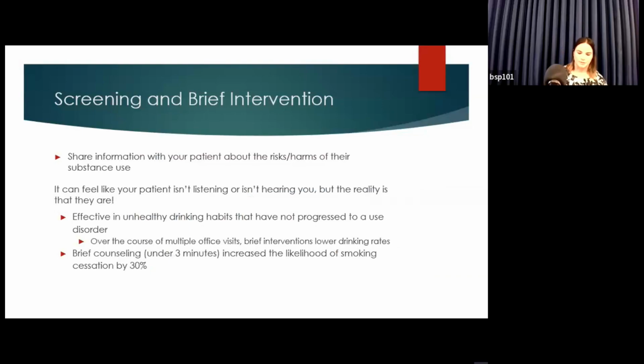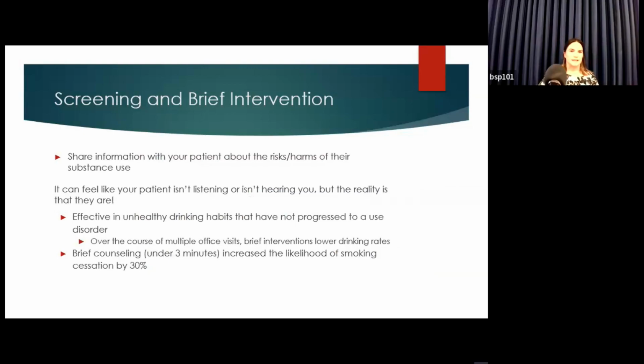So, in terms of sharing the risks and harms of substance use, I think we all have that patient who's like, well, I've been smoking a pack a day since I was 12 and I'm 75 and I'm not going to quit now. And like, why are you even talking to me about this? You can get really demoralized or feel like you're not actually changing people's behavior when you tell them they should quit smoking or that the amount of alcohol they're drinking is unsafe.